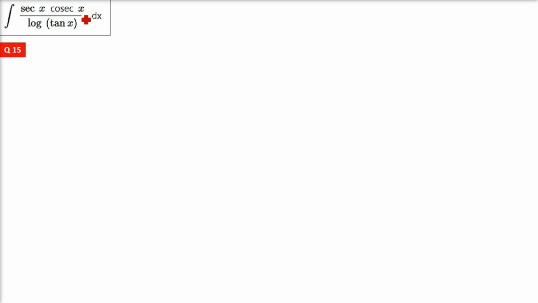∫ sec x cosec x... dx, with log tan x. Please remember this log tan x, or log x, this log is base e. So I am writing log, but basically ln is log base e. We can use these interchangeably. So what do we have?